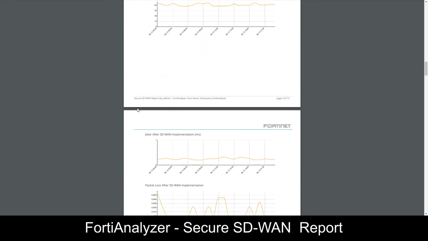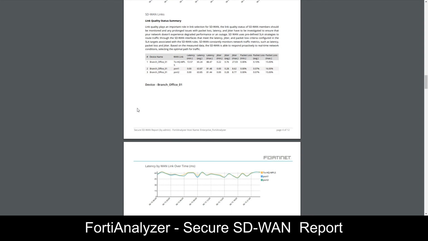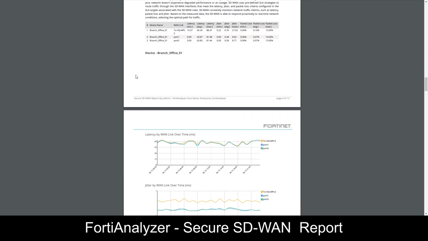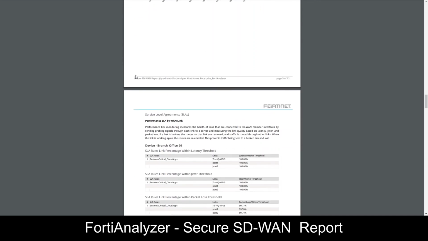Next three line charts show the link quality metrics, jitter, latency, and packet loss information for the SD-WAN interface over time. Link quality status summary charts provide detailed statistics on the link quality metrics of SD-WAN interfaces, which significantly helps with link selection for SD-WAN and investigation of any issues with packet loss, latency, and jitter.